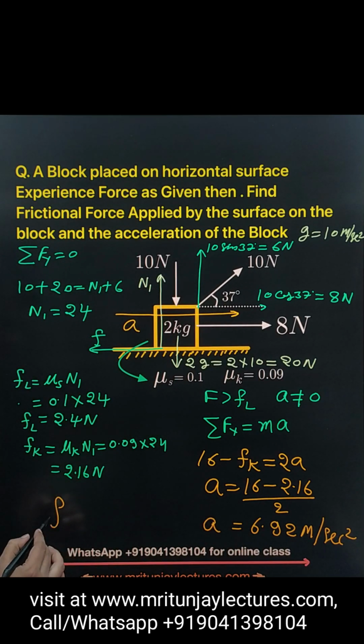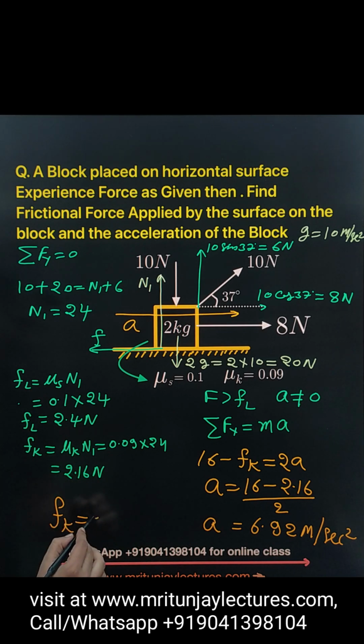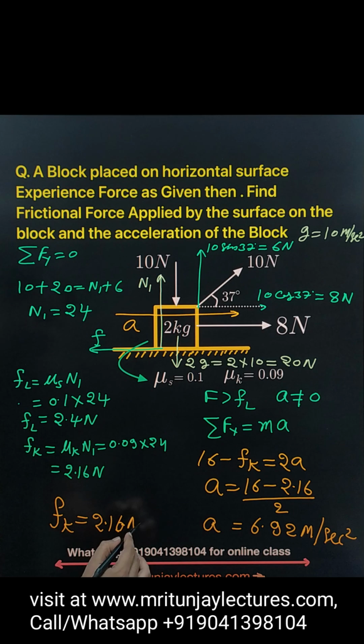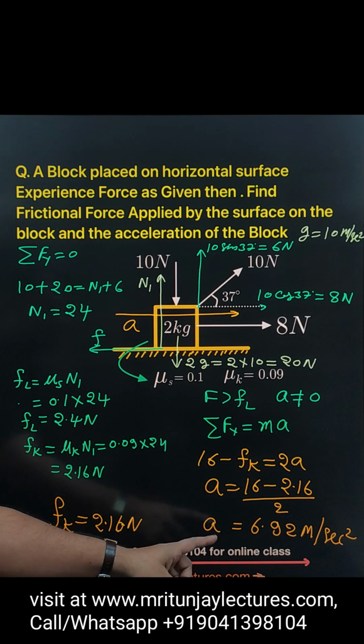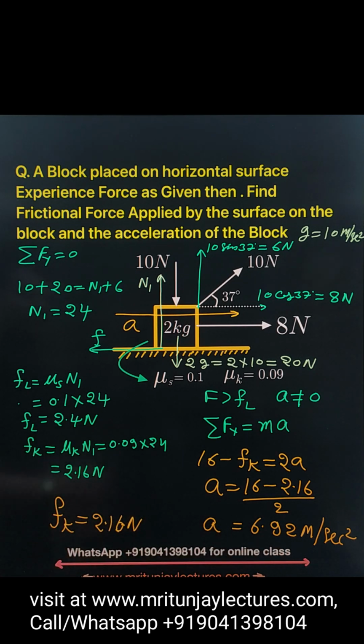And what about the frictional force at that time when the block is moving? That is kinetic friction. That is how much? 2.16 Newton. Okay, so the final answer is Fk is 2.16 Newton. Acceleration of the block is 6.92 meter per second square. I hope that's clear. Make it.